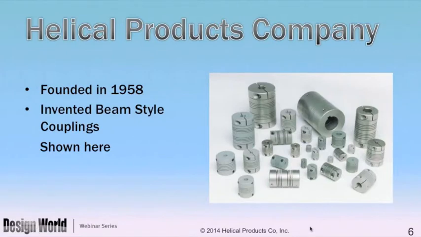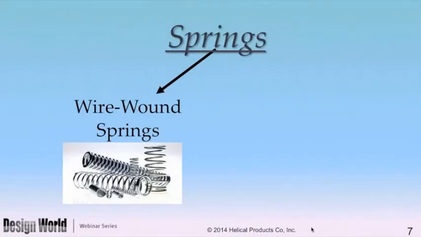Helical Products has been around for a while, and I mention this because that's where I work, of course. The company came to be making beam-style flexures we used in machine springs, but also in couplings. Here are just pictures of some of those things that started this company years ago. So we're going to talk about wire-wound springs and machine springs, trying to be as objective as possible in looking at the strengths of each.